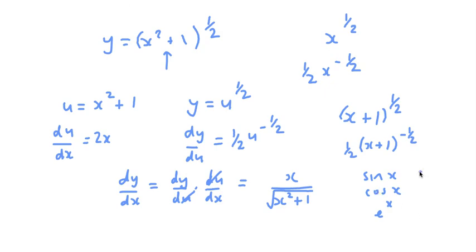For example, you might know that the derivative of sine x is cos x. But what's the derivative of sine 2x? Well, it's the same idea. You differentiate sine x and get cos x, and differentiate 2x and get 2. So it's 2 times cos 2x.